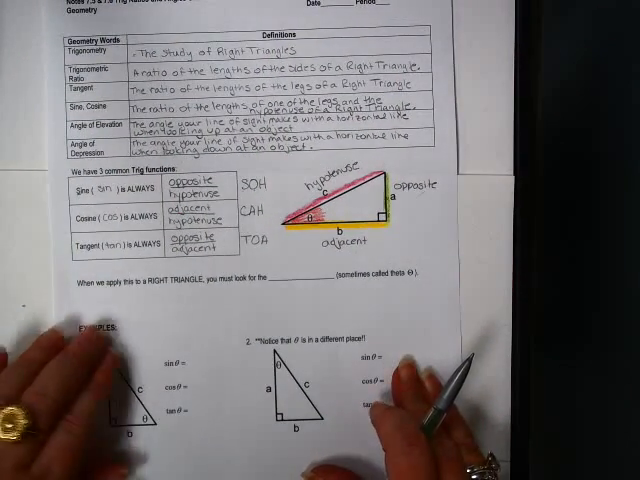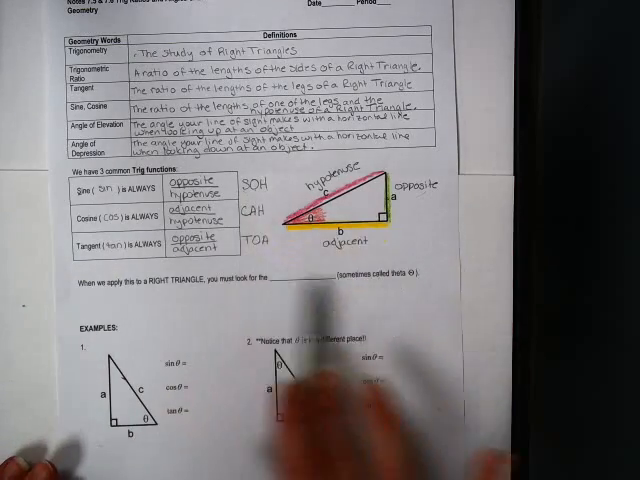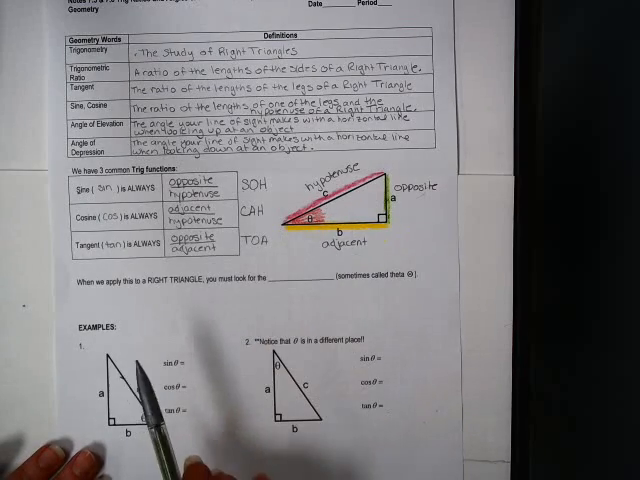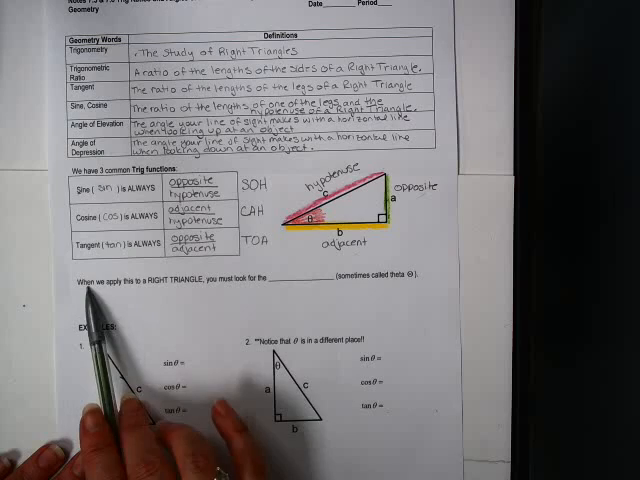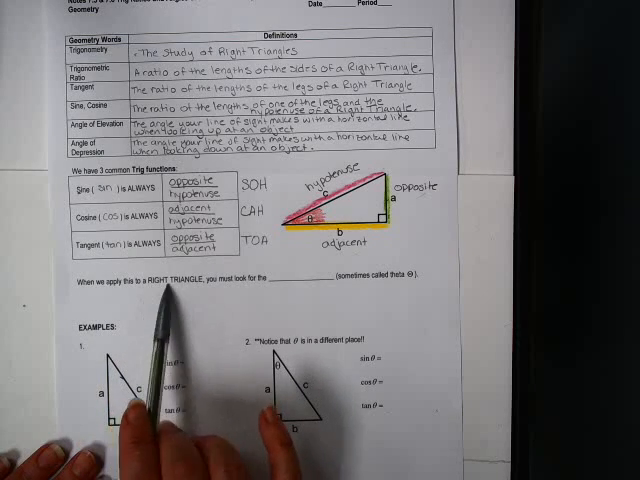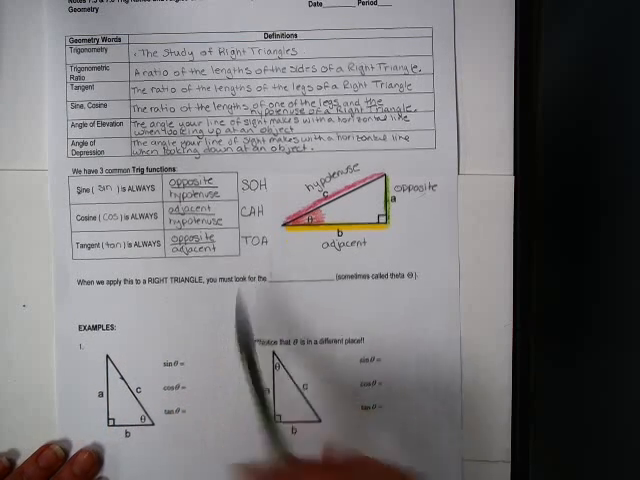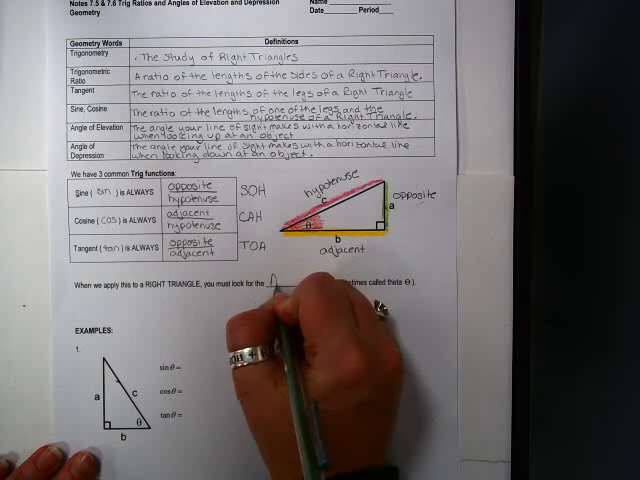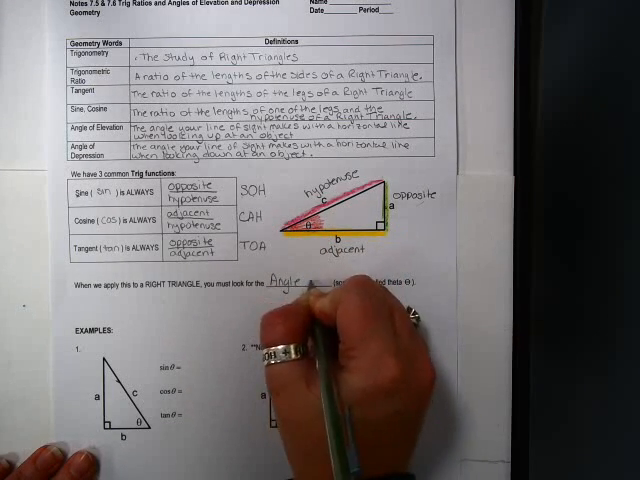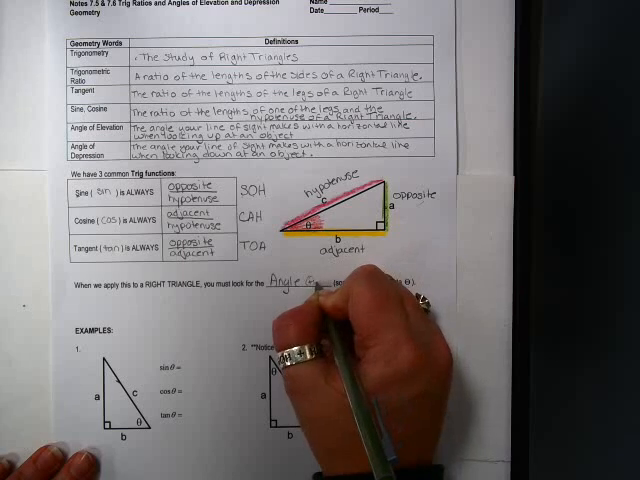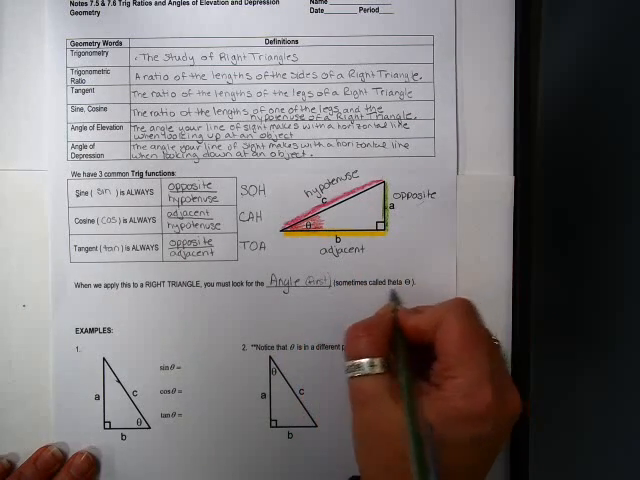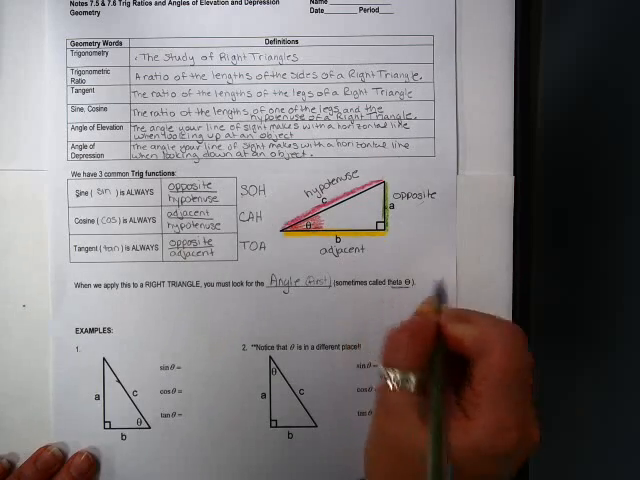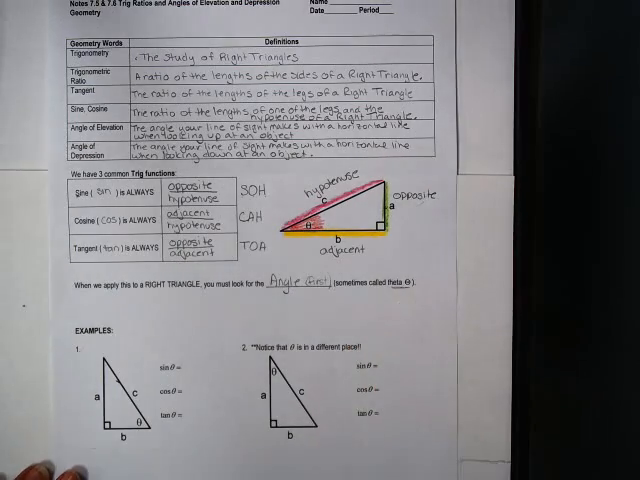So now, what was the very first thing that we highlighted on our triangle before we even got started? What color did I highlight first? If you think red, then you're thinking correctly. When we apply this to a right triangle, you must look for the angle first. Always identify your angle first. And sometimes we call that angle theta, which is just the Greek symbol theta.